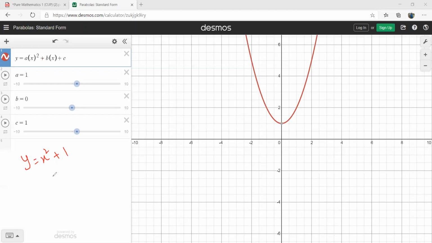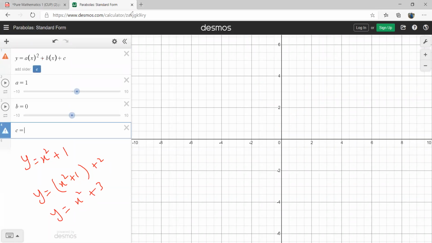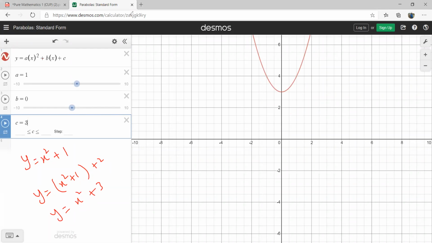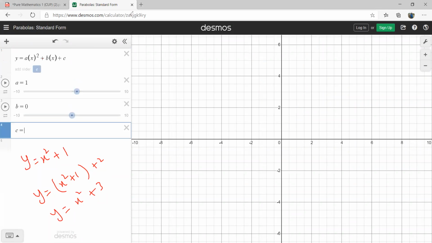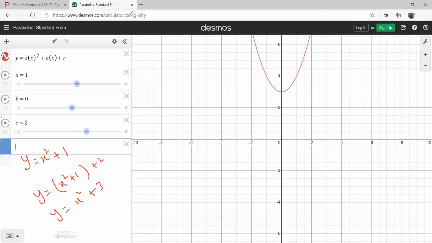If I add something into it, like if I write it as y = x² + 1 + 2, let's say, this would eventually be x² + 3. So that means I need to change the value of c over here. So if this c is now 3, you see how this is going to be. So this has gone 2 steps up. Before this it was at this position.